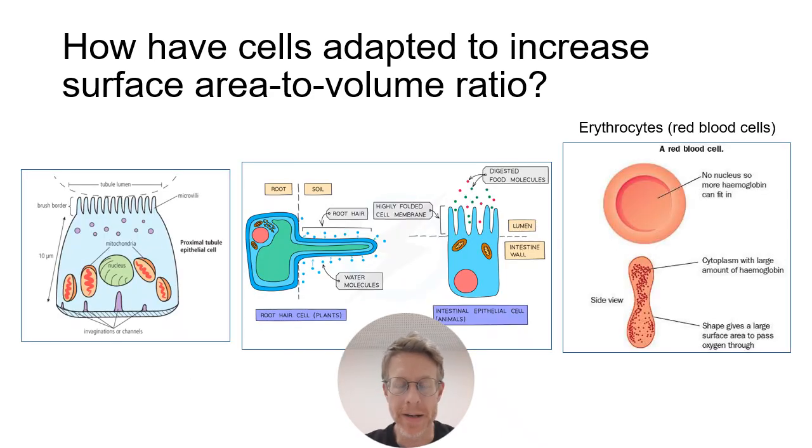And so you'll see that in other places too, like in our small intestine. The cells that line the small intestine have these microvilli that increase surface area so we can absorb the nutrients from our food. Looking at a plant example, a root hair extension increases surface area so we can absorb water.